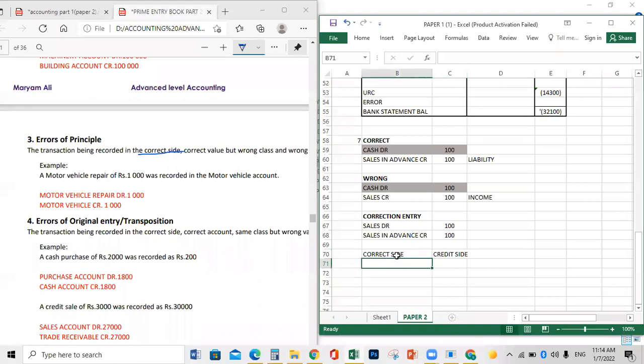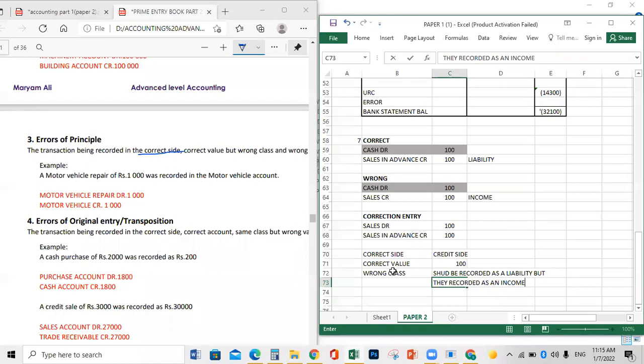The value is also correct. Even that is correct, right? Everything we recorded, 100,000. But the problem is the class is wrong. Guys, why is the class wrong? It should be recorded as a liability. The class should be a liability. But what did they do? They recorded it as an income. So what happens, guys? The class is wrong.